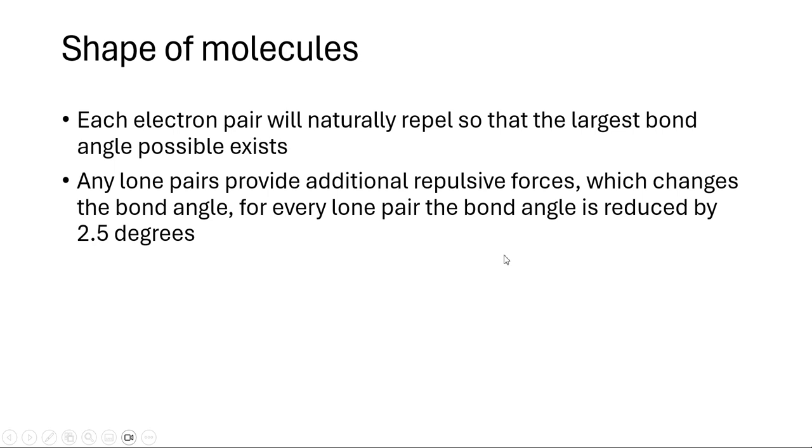Shape of molecules. Each electron pair will naturally repel. So if you put an electron pair and another electron pair, they're going to repel as much as possible. If you put them in the same plane, they're going to repel at 180 degrees. If you add another one, it's going to repel at 120 degrees, and it keeps going. Any lone pairs provide additional repulsive forces, which changes the bond angles because lone pairs repel more. The lone pairs repel the bonding pairs even more, by 2.5 degrees. But this is minor if you just learn the actual shapes.